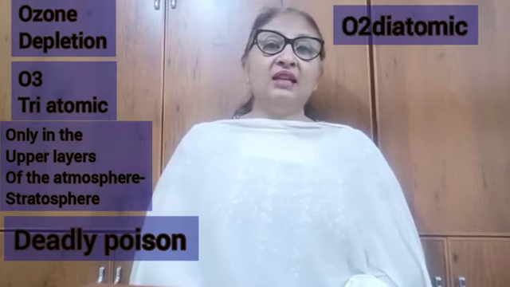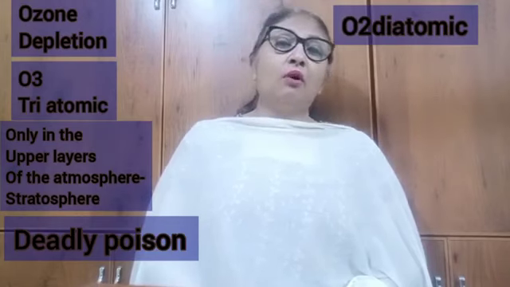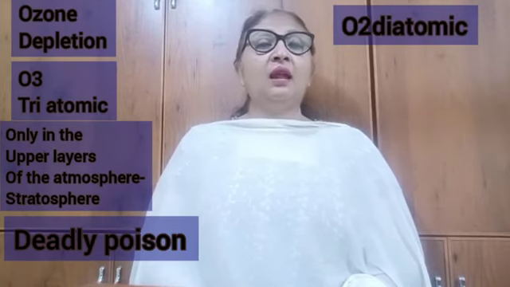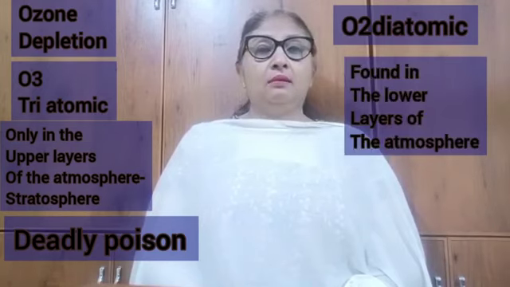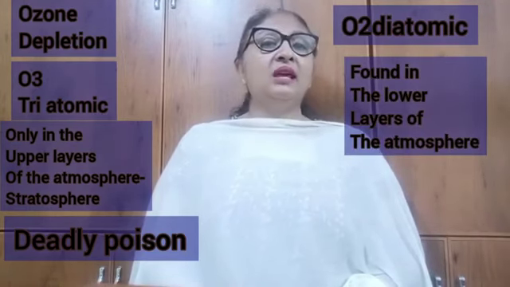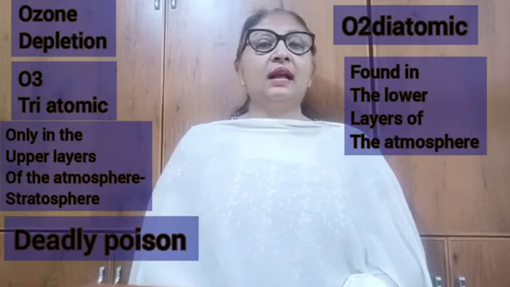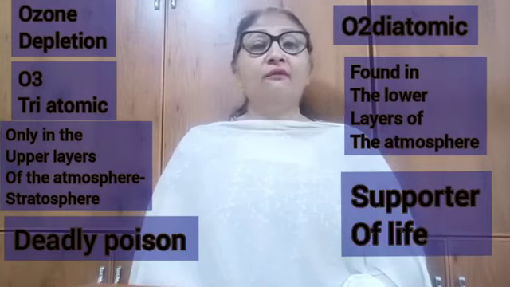Oxygen is a diatomic molecule while ozone is a triatomic molecule. Oxygen is found even in the lower layers of the atmosphere while ozone is found only in the upper layers of the atmosphere. Ozone is a deadly poison while oxygen is essential for life.